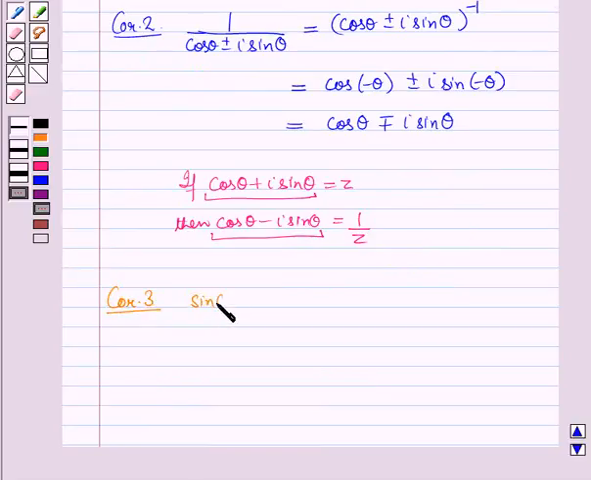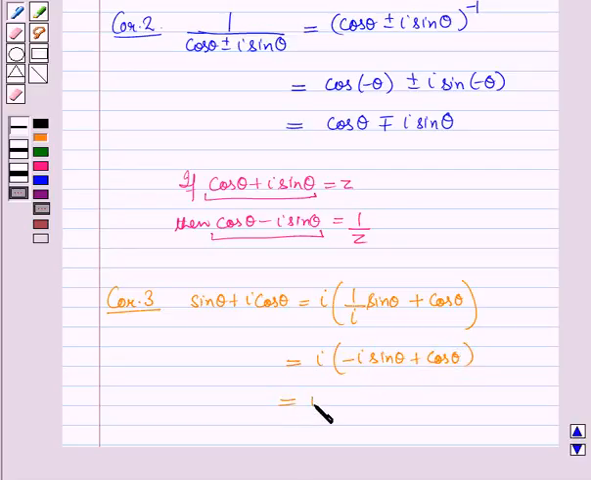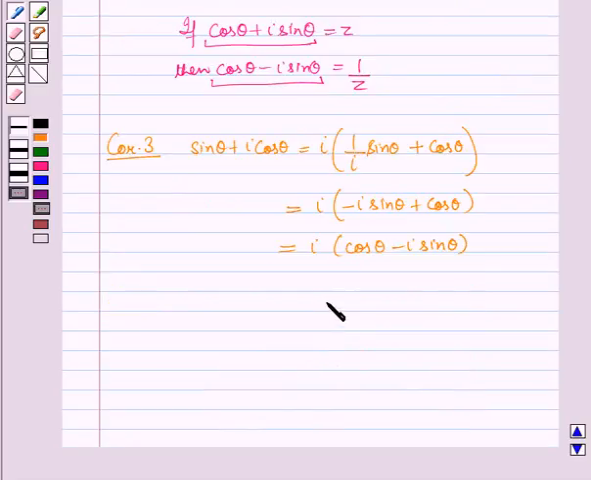and that is sin theta plus iota cos theta can be written as, by taking iota common, iota into 1 by iota into sin theta plus cos theta the whole, which is further equal to iota into, now 1 by iota is equal to minus iota, minus iota sin theta plus cos theta the whole, which is further equal to iota into cos theta minus iota sin theta the whole, which is equal to iota by z, if z is equal to cos theta plus iota sin theta.